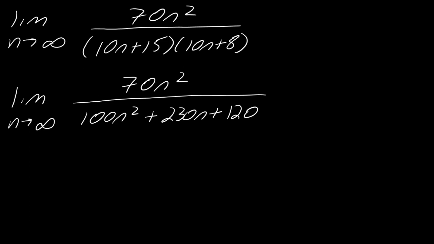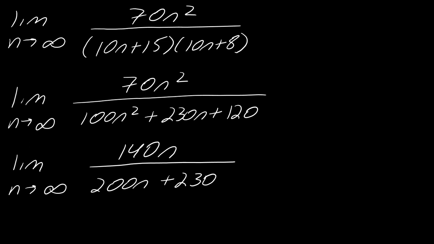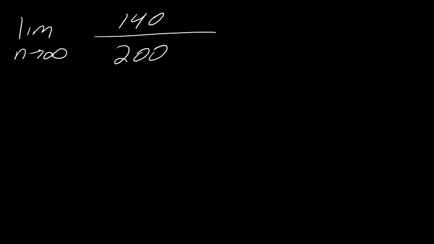And so now I've got infinity over infinity again, right? So I've got to use L'Hopital's rule. So like I said, this is a journey with the algebra. So I go ahead and I take the derivative of the top and the bottom. I still have infinity over infinity in this case, 140n over 200n plus 230. So I take the derivative one more time, and I'm left with now 140 over 200. And so now if I take the limit as n goes to infinity, this is just a constant, and so this will simplify to 7 over 10.